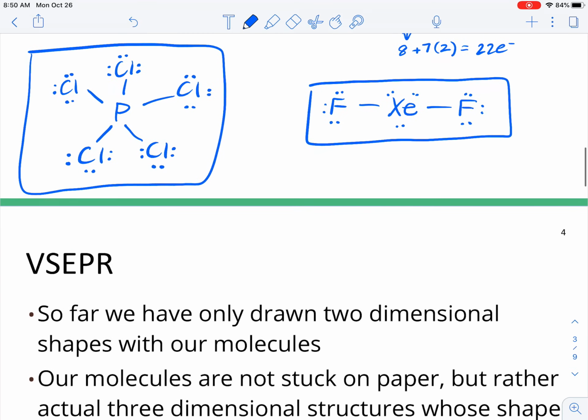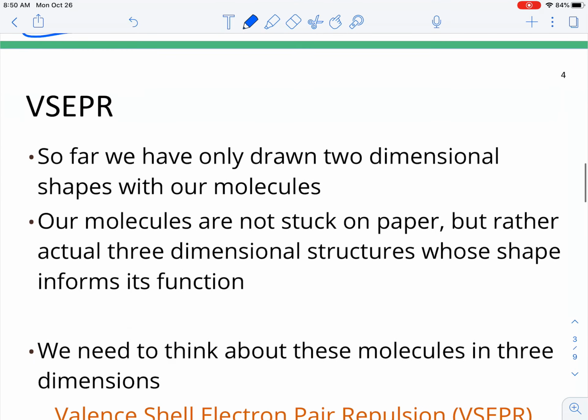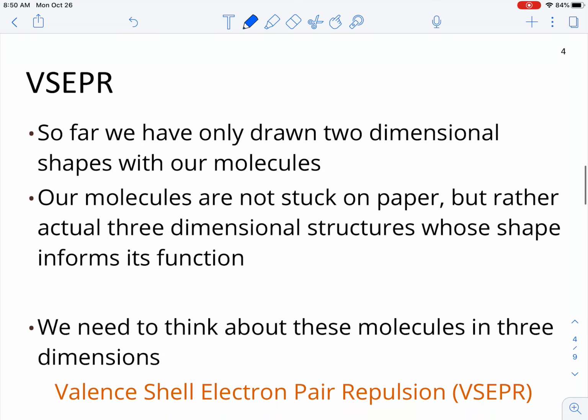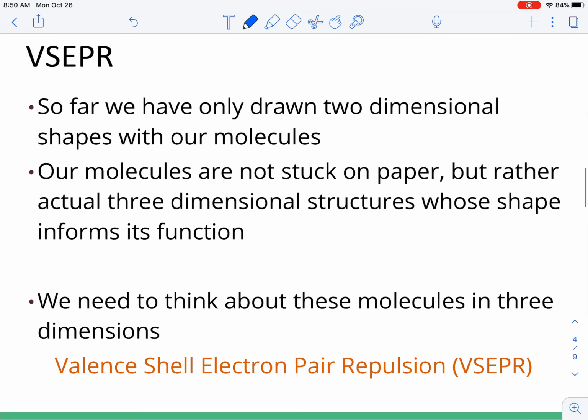All right, so now VSEPR. This is just a way of visualizing what these molecules would look like in real life. Okay, so far we have only drawn two-dimensional shapes with our molecules. We know, though, that our molecules in real life are not stuck on paper, but rather they have three-dimensional structures whose shape informs its function. So that just means it's going to affect how it bonds, it's going to affect its polarity and a few different things.